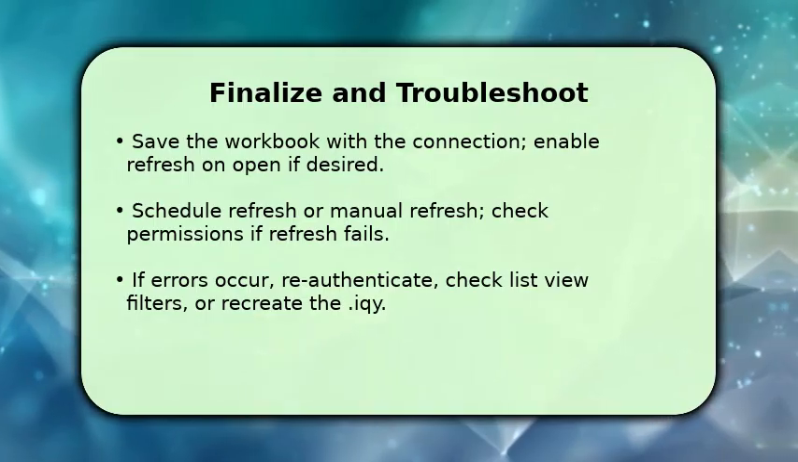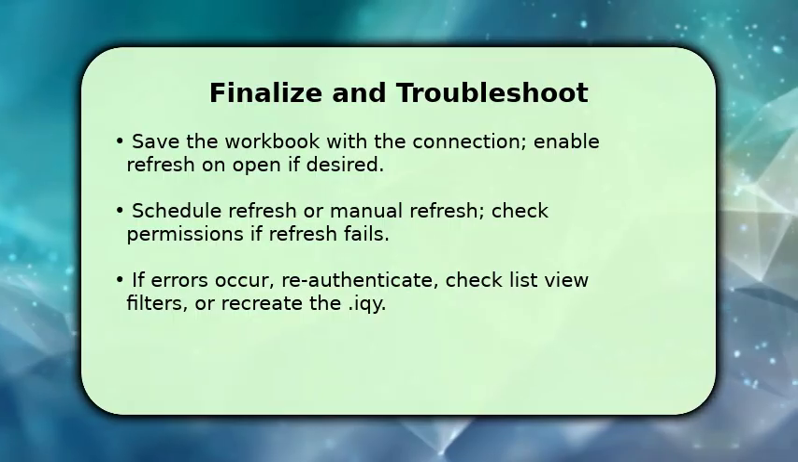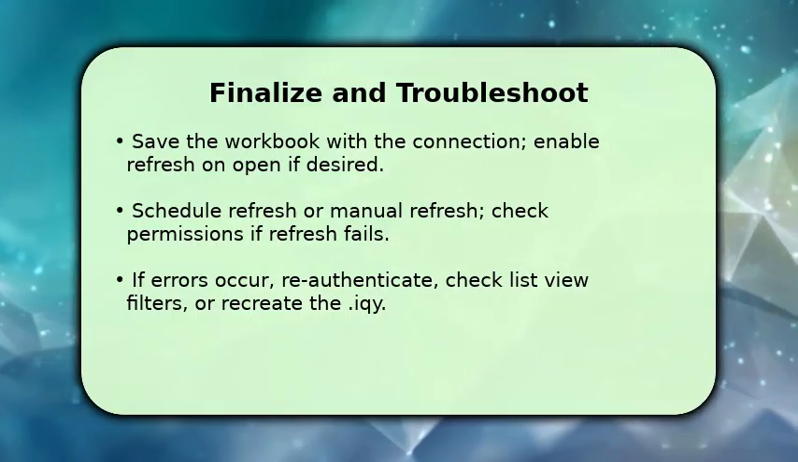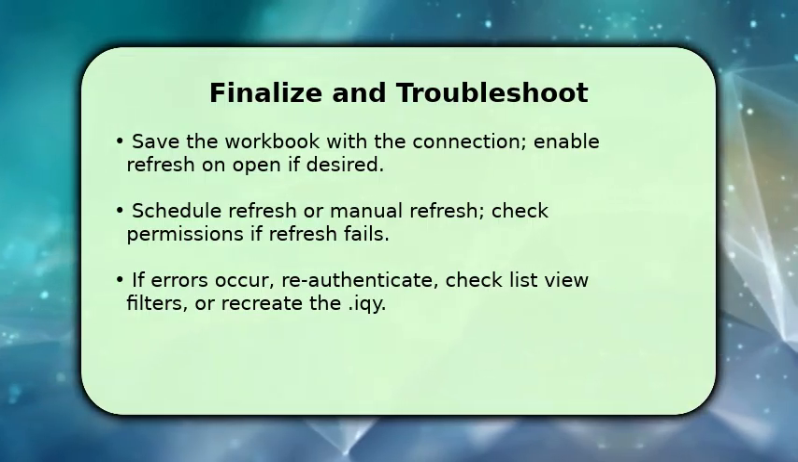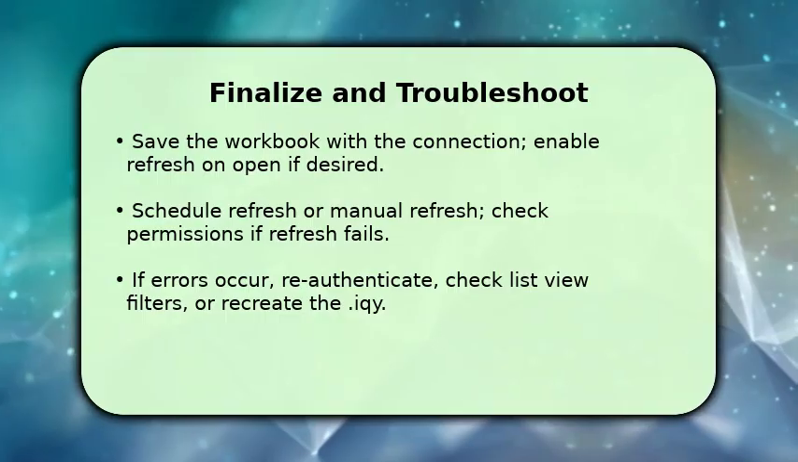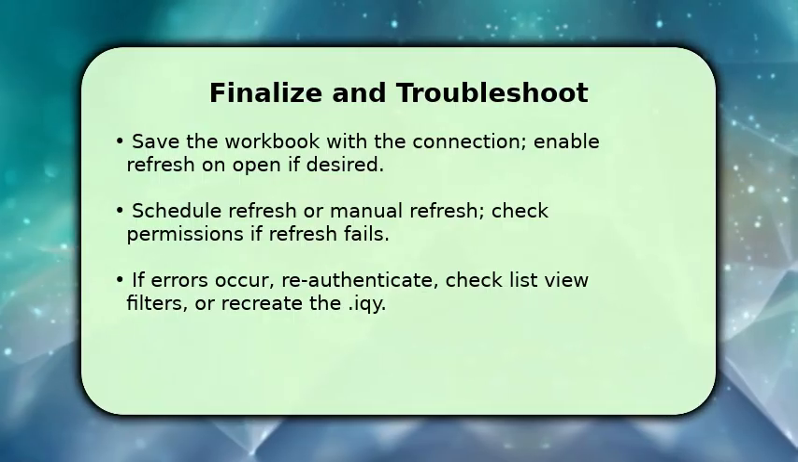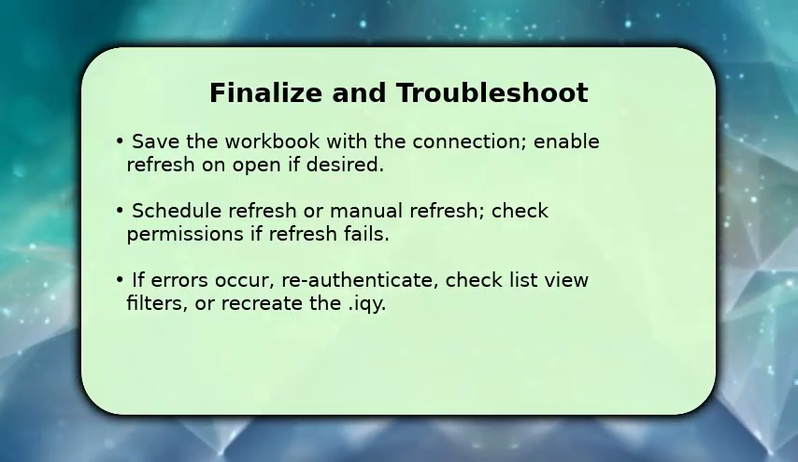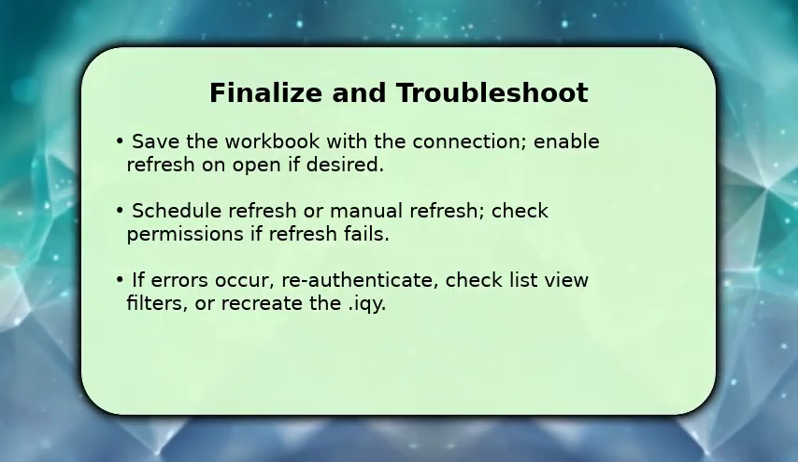If you need automated refreshes, configure a scheduled task or use Power Automate or a shared service account. If refresh errors happen, first re-authenticate in Excel's data source settings, then verify SharePoint permissions and that the list view still exists. If problems persist, recreate the export from SharePoint to generate a fresh IQY and reconfigure any Power Queries.